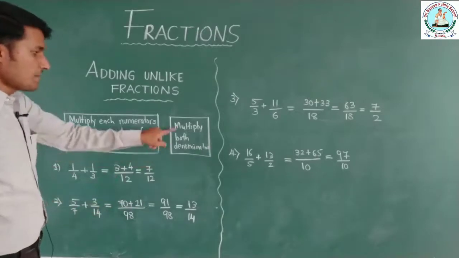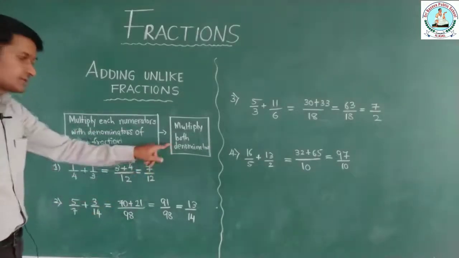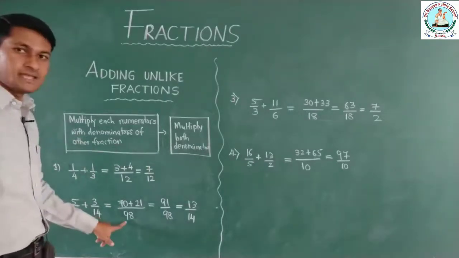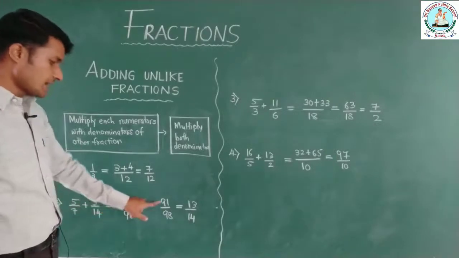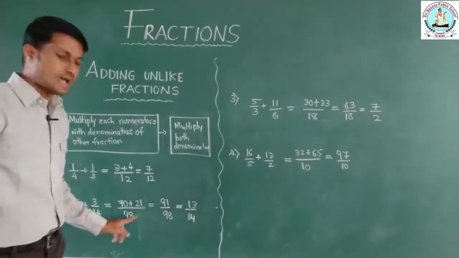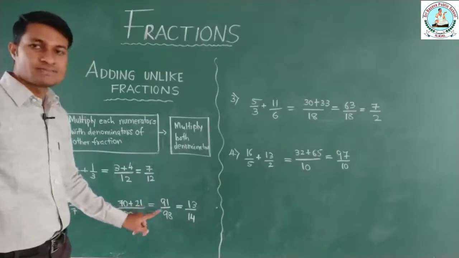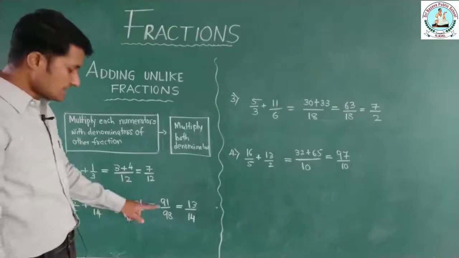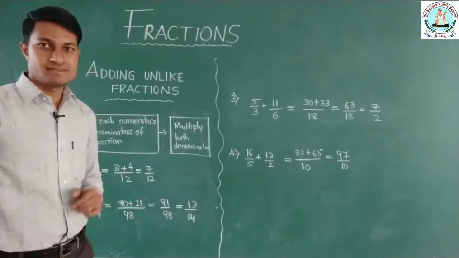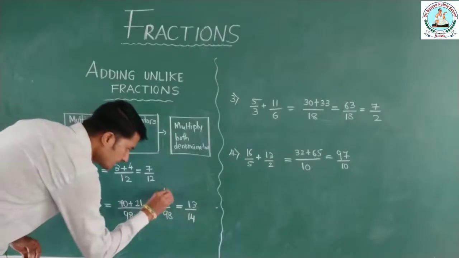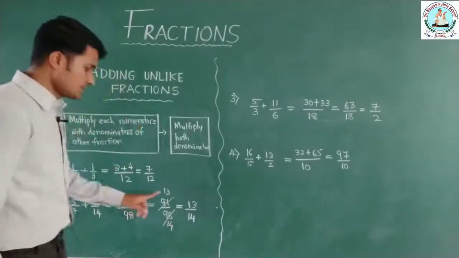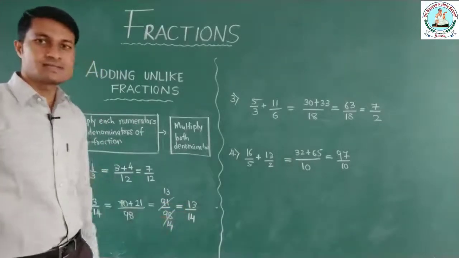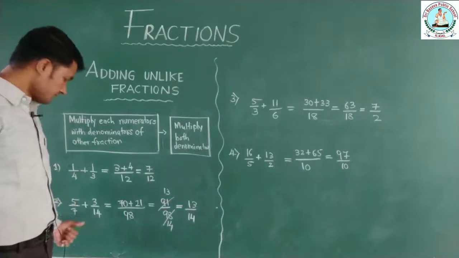The second step says to multiply both the denominators, so just multiply these two. 7 14s are how much? 98. So 70 plus 21 will be 91, and the denominator as it is. Once we get a fraction like this, we can simplify it further if there is a chance. 91 and 98 both are in the 7th table: 7 13s are 91 and 7 14s are 98. So we write 13 as the numerator and 14 as the denominator. Now we got the final answer: 13 by 14.